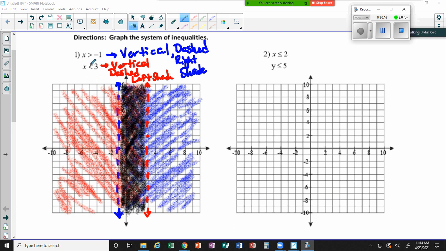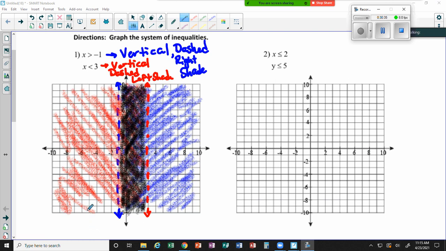Then x is less than 3. So I went to 3 and drew my vertical line in there. And I want less than, so all the x values that are less than are to the left. So I shaded that way. Okay, and then the overlap is here in the middle, so I darken that in.